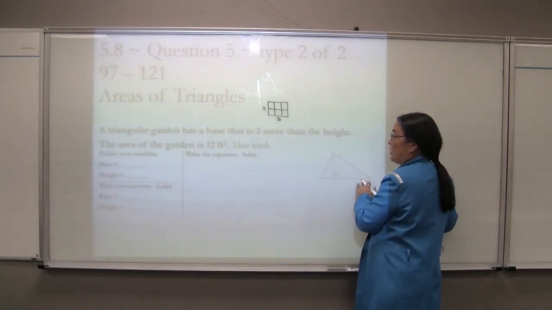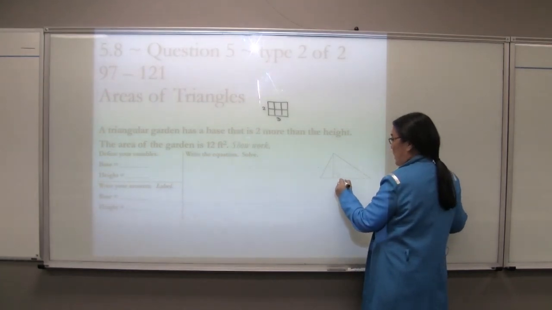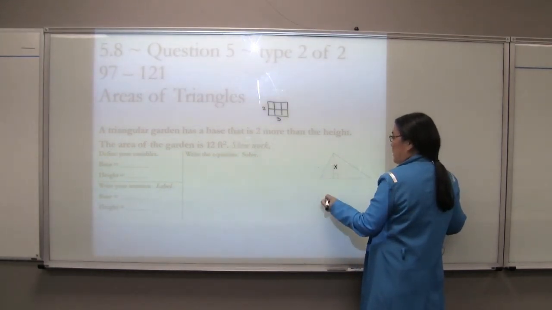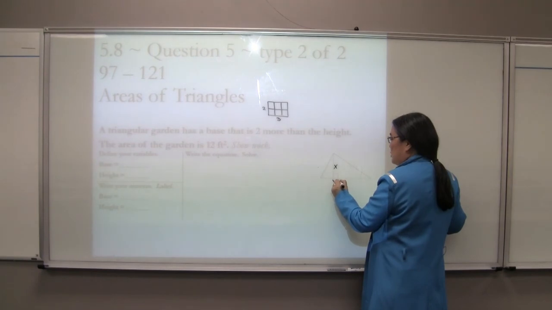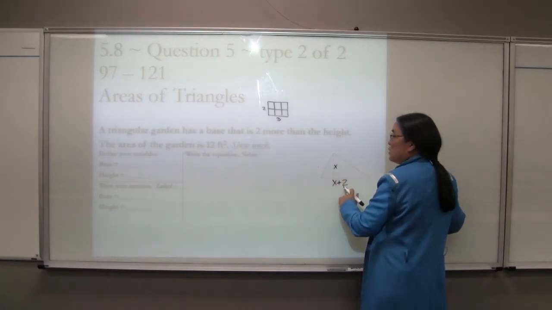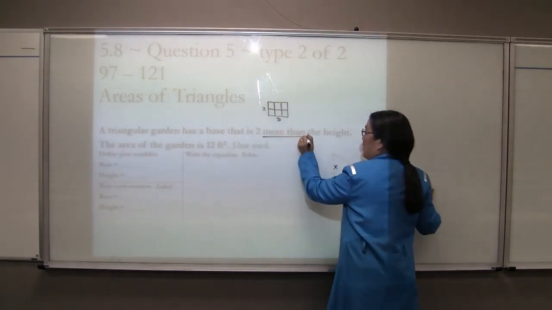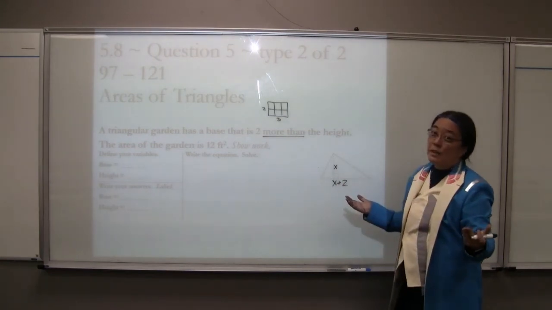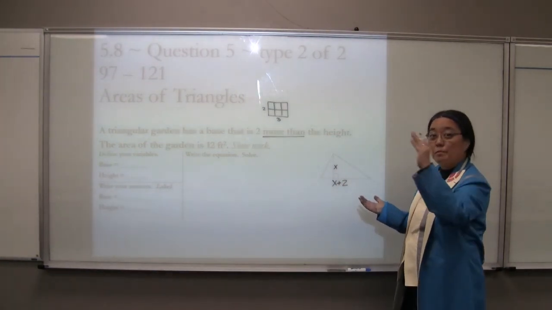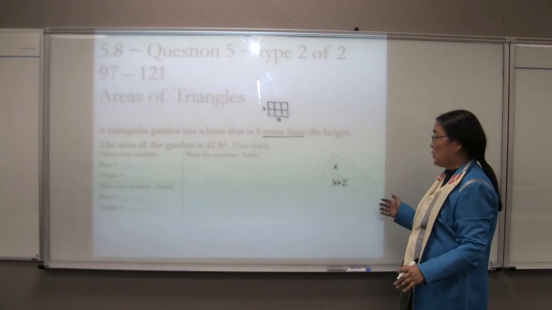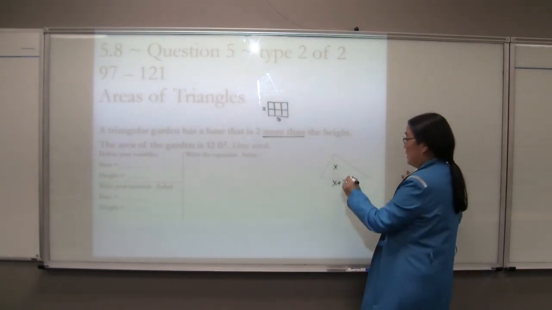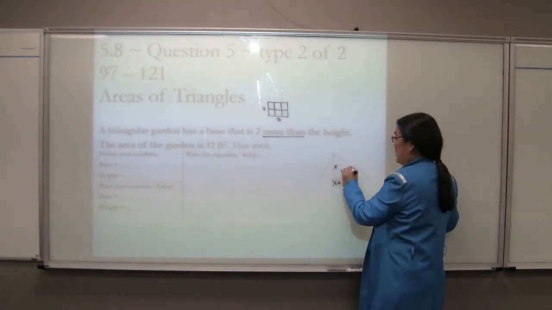We have a triangular garden with a base that is 2 more than the height. If the height is x, the base is 2 more than the height. Remember that we switched the order around because of the phrase "more than." I could also use the phrase "less than" or "subtracted from," which we covered back in chapter 1. The area of the garden is 12 square feet.